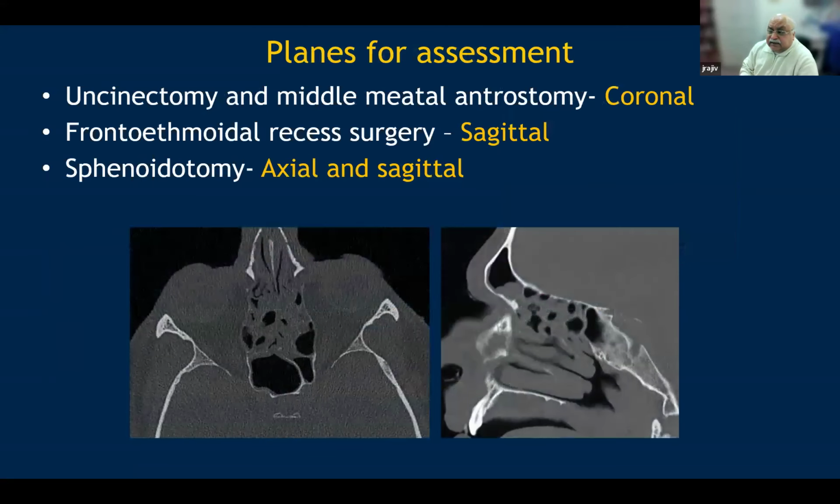So what are the planes of assessment? As I mentioned again and again, it's just by intuition. Uncinectomy in the middle meatus and antrostomies are done in the coronal plane, so you can see it. The frontal ethmoidal recess surgery, again, you have to see the duct of the frontal sinus and drainage of the frontal sinus. Removal of the agger nasi air cell is seen on the sagittal sections, and for sphenoidotomy, you have to go back and see the sphenoid ostium on the axial and also in the sagittal plane.